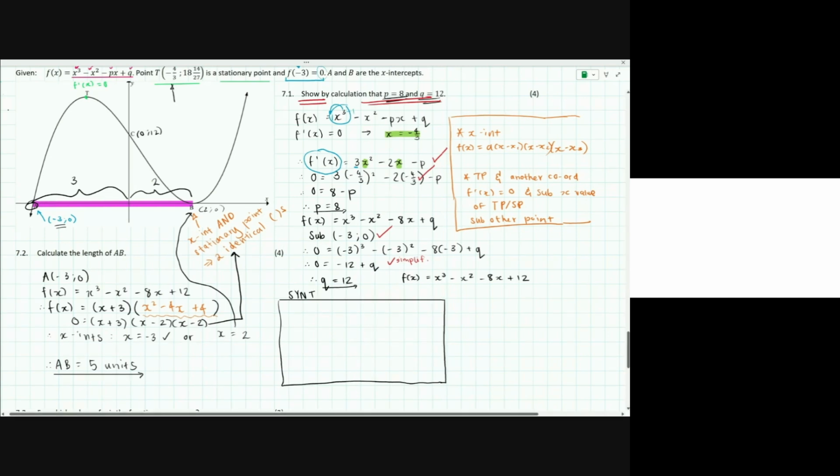Okay, so once you've gotten the -3 that you have, you're going to write down. So we're going to go to our equation here, and then you're going to write down.